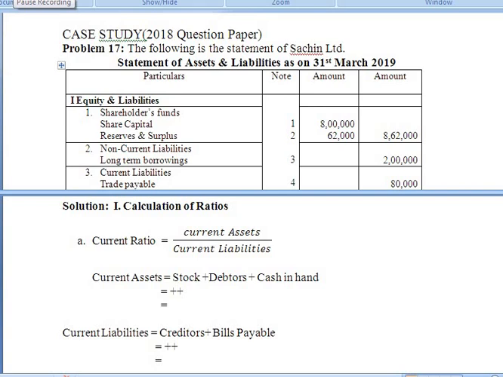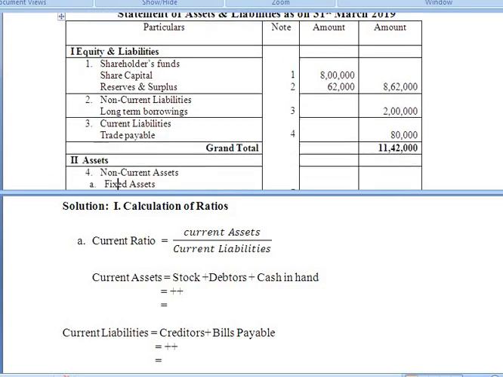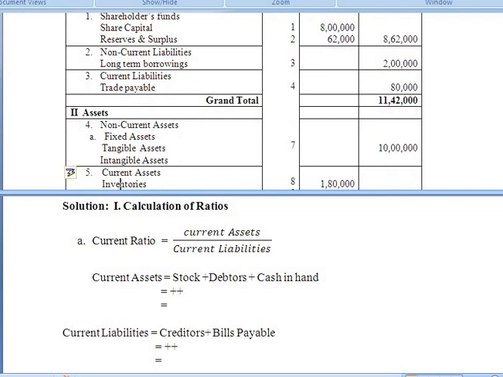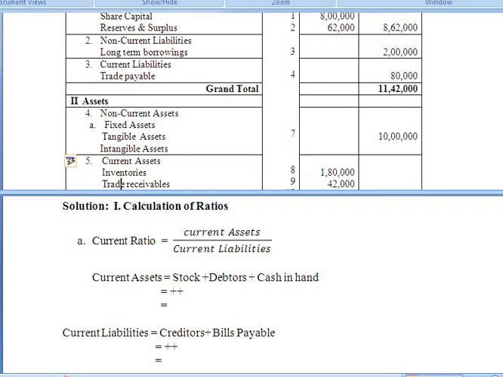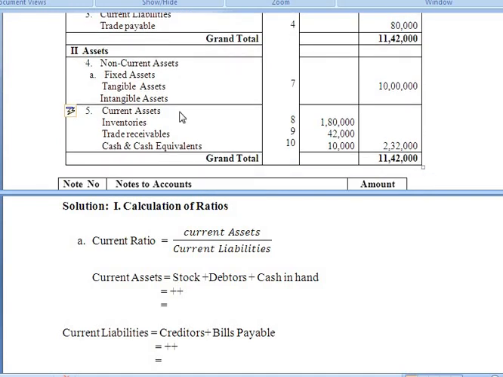This is the statement of assets and liabilities. On the equity and liability side, we have shareholders' fund rupees 8,62,000, non-current liabilities rupees 2 lakh, current liabilities rupees 80,000, and the total is 11,42,000. On the asset side, we have non-current assets rupees 10 lakh, current assets rupees 2,32,000, and the total is 11,42,000.